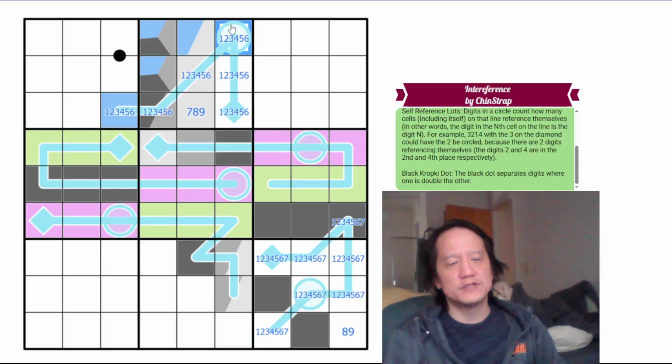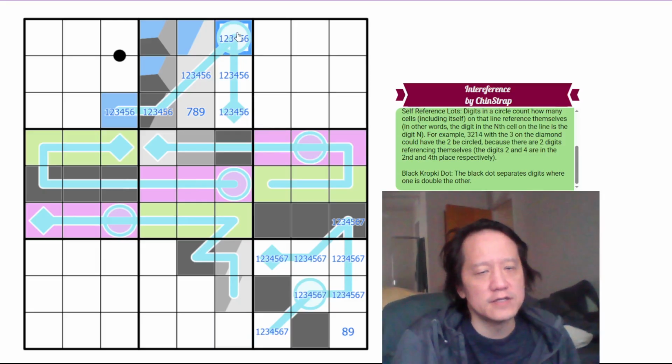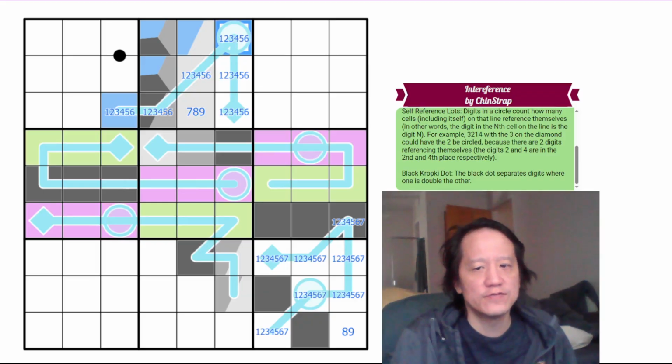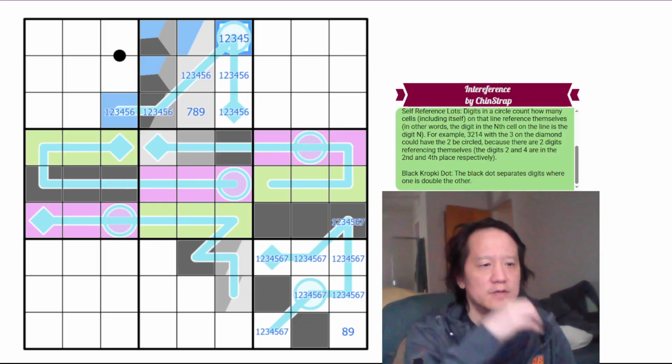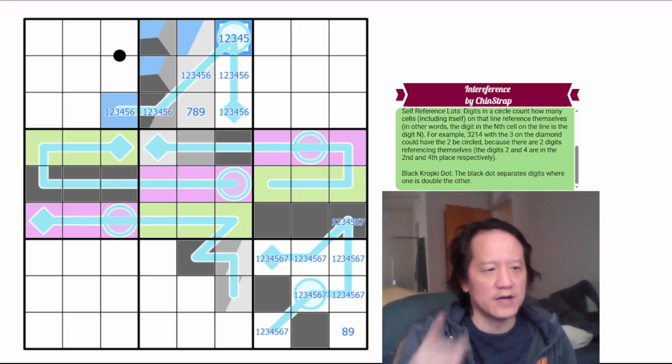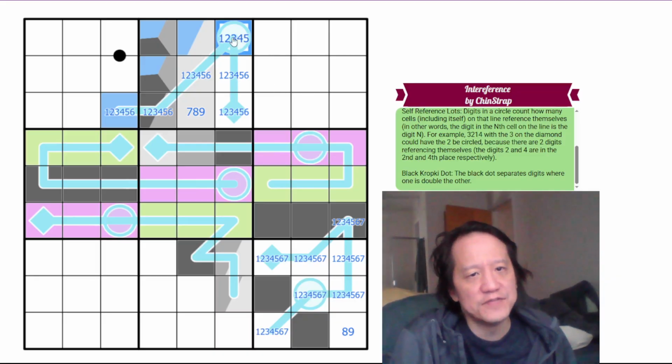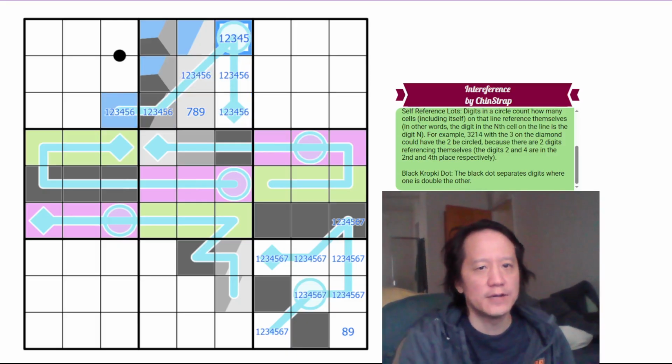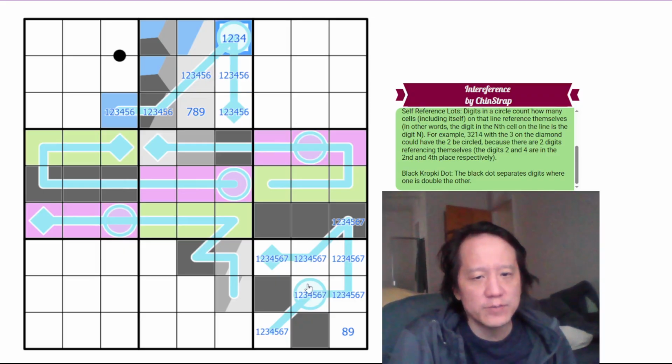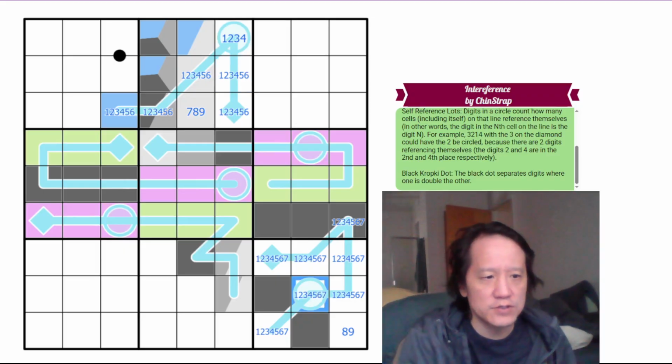This can never be 6, because if that's 6, then it doesn't self-reference itself. Can it be 5? It cannot be 5 either. If this is 5, then that's saying that 3 has to be in the 5th spot, and then there are only 4 self-references amongst themselves. So this cannot be 5 either. Similarly, this can't be 7. This could be 6? No, you can't have a 6 here.